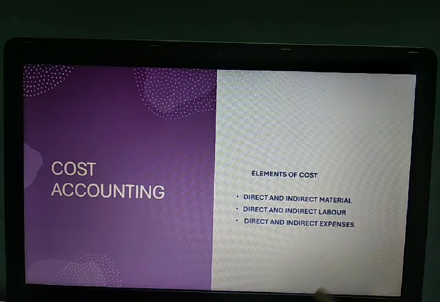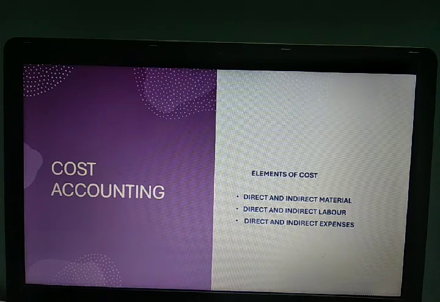Hello students, today we will be discussing cost accounting. On the first day we discussed the basics of costing, cost accounting, and the definitions of cost. Now today we will be starting the next part for your BCom classes, that is elements of cost.